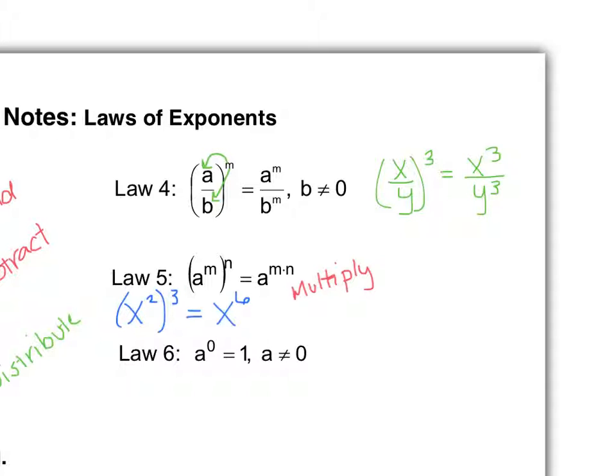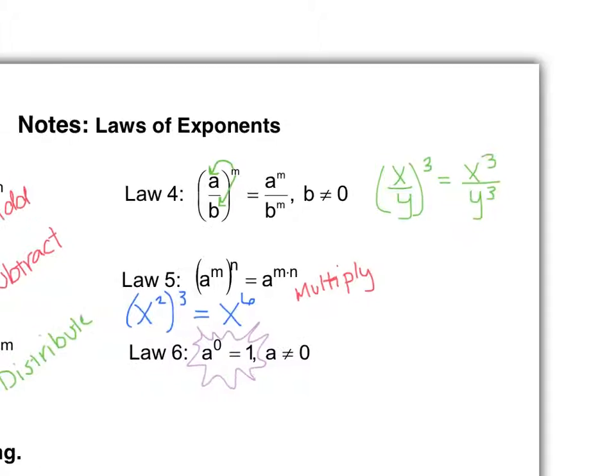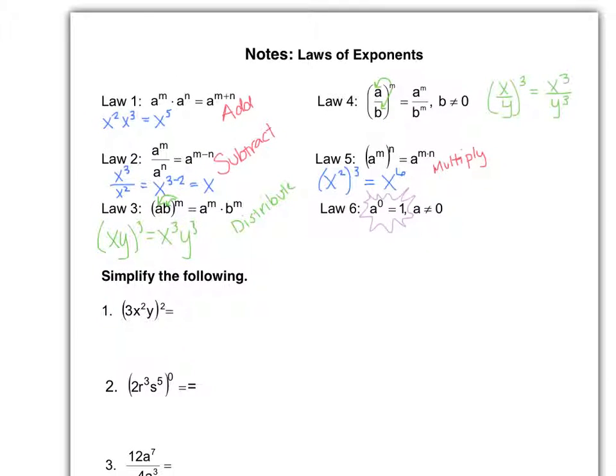Now, the last law, it kind of stands alone. It doesn't have anything similar to it, but you should already know this, that anything raised to the 0 power equals 1. All right, so 5 million raised to the 0 equals 1. Let's use these to do some examples.